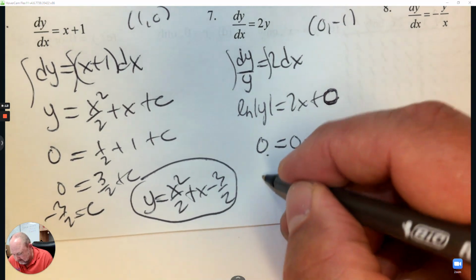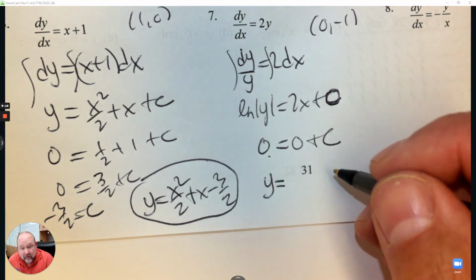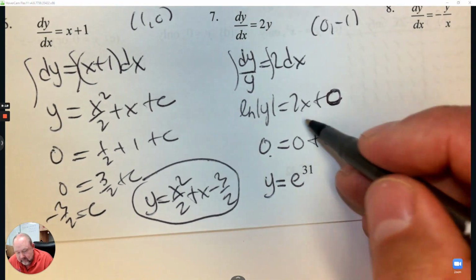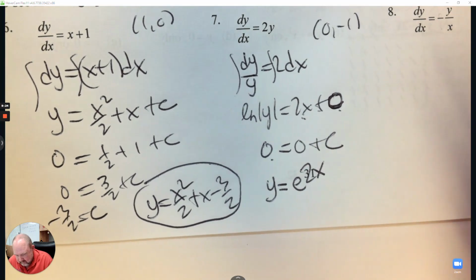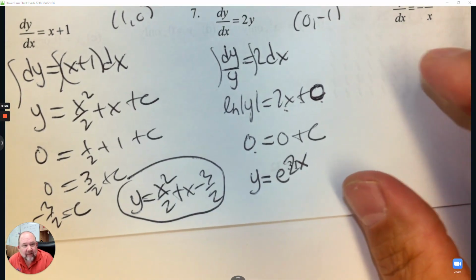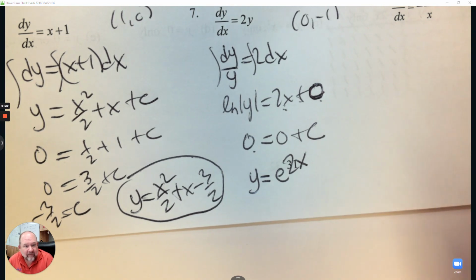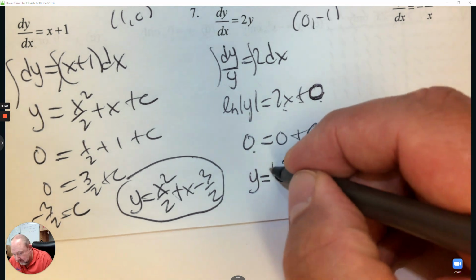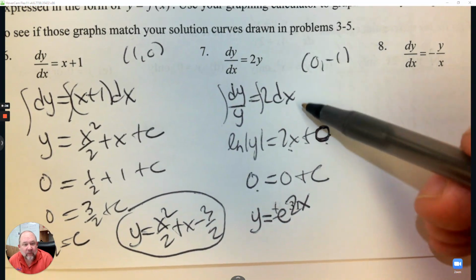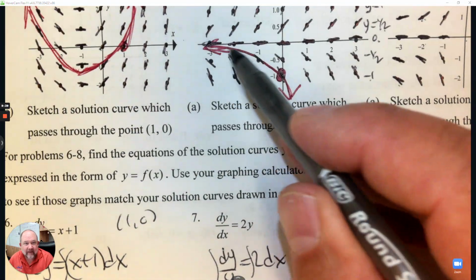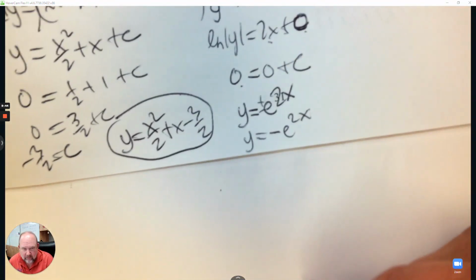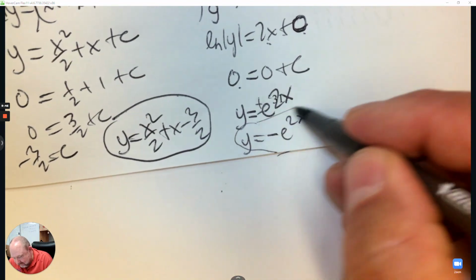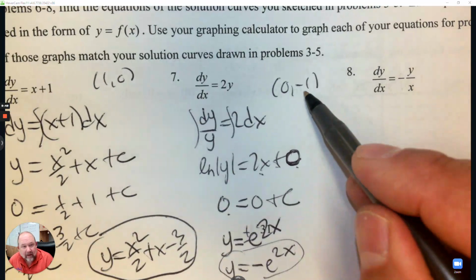Then to get y by itself, we're going to write it exponentially. So that's 2x plus 0 is just 2x. So it's y equals e to the 2x. We don't need to have the plus 0 part to that. And it could be positive or negative. So when I look at this one, it's likely the bottom one, which means it's negative. So it's probably y equals negative e to the 2x is what we drew. So if you type that in, because you're given the y coordinate, which is negative.